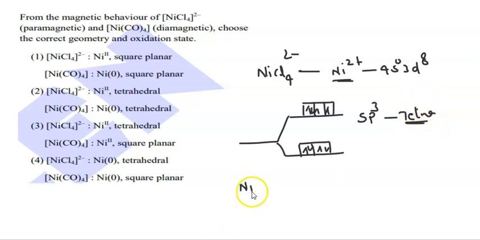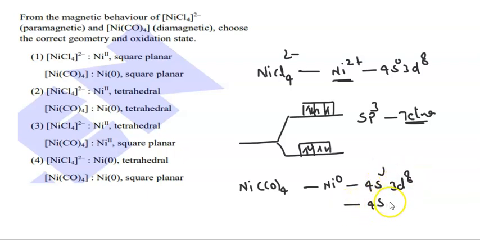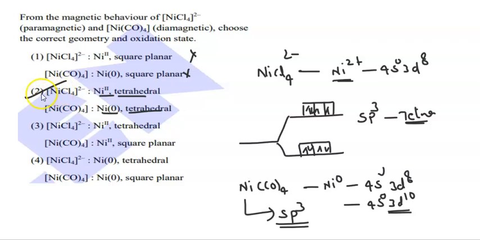If I take Ni(CO)4, nickel is in the 0 oxidation state, with 4s2 3d8 configuration. So it becomes 4s0 3d10 configuration. Here also no d orbital is left for hybridization. That's why here also it is sp3 hybridization, tetrahedral. So both the given complexes are sp3 hybridized with tetrahedral geometry. So the correct option for this question is: square planar is wrong, square planar, tetrahedral and tetrahedral, nickel 0, 2 is correct. Option 2 is the correct answer for this question.